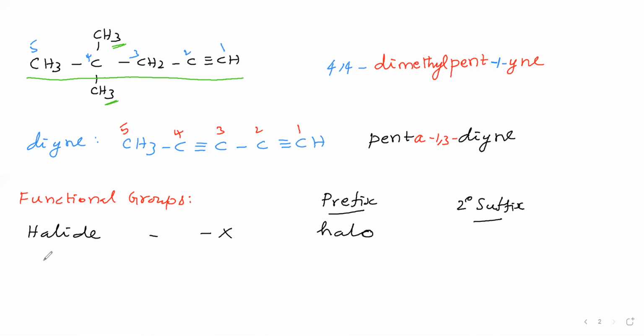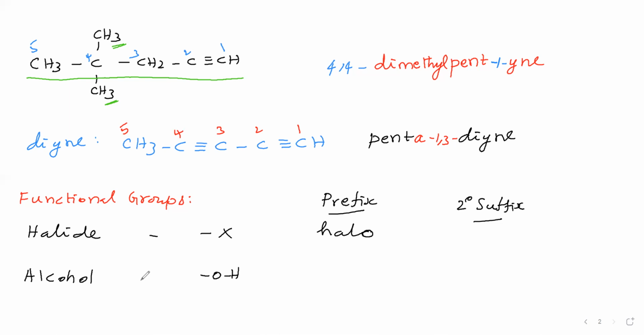Next we will take another functional group that is called alcohol. This alcohol is represented as OH, O single bond H. The OH group is called alcohol. This alcohol can act as the main functional group in a given organic compound. Otherwise, it can act as a substituent in an organic compound. How do we say whether the alcohol is the main functional group or a substituent?